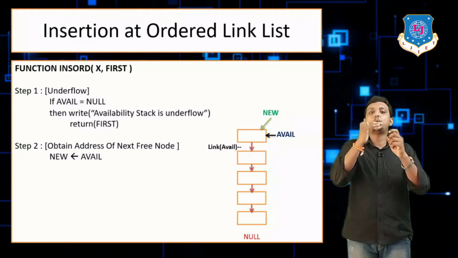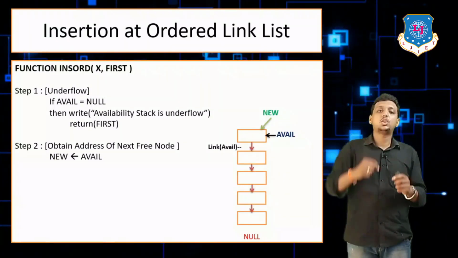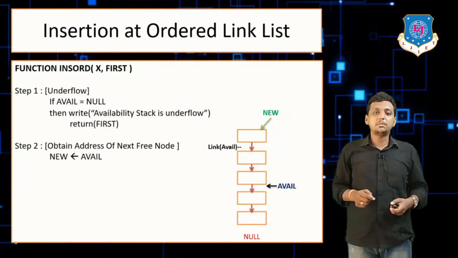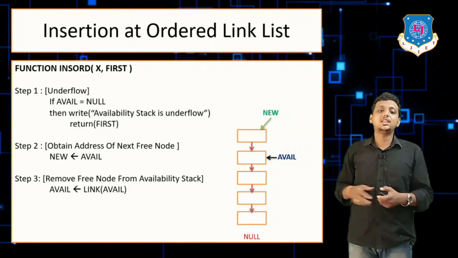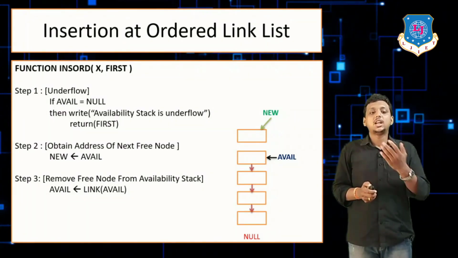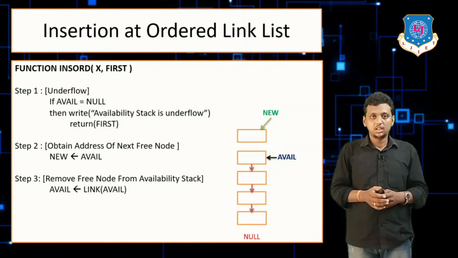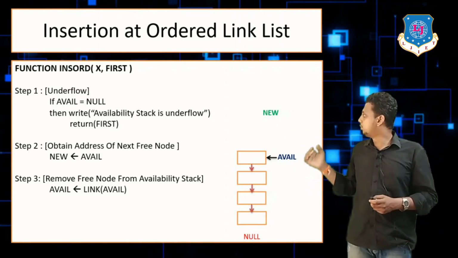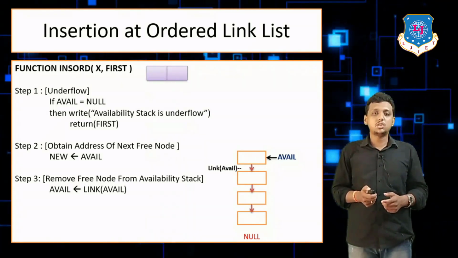We need to move the avail pointer from here down, because we need to take this particular topmost node. So step number two: this is my avail, which is going to point to the link of avail, and this becomes my new avail. After that your new node is free to take. The new node will be removed from the availability stack, and this is my new node, students.